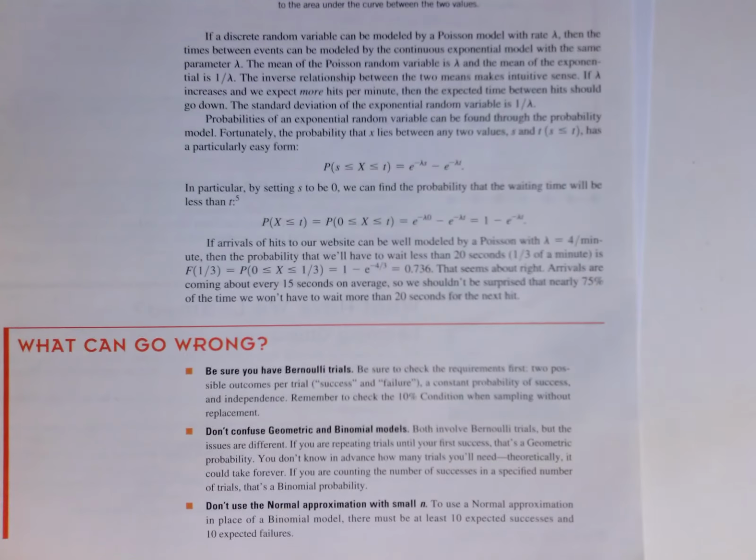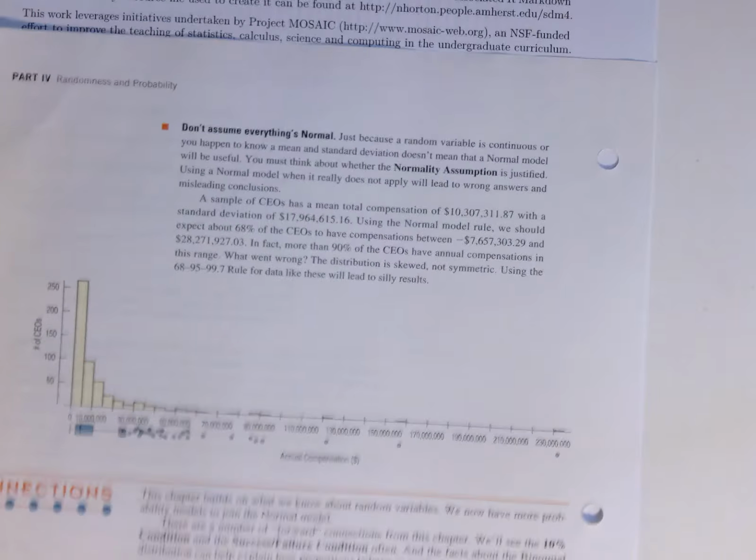So what can go wrong? Oftentimes people confuse the Bernoulli and geometric. You need to have sufficient n to use the normal approximation. As I said, we're not going to need that as much. And it's important to assume that not everything is normal. And here's a good example when we think about these CEO salaries.